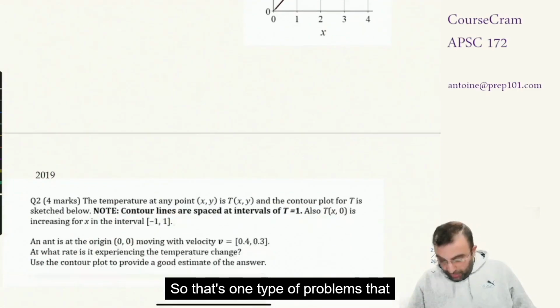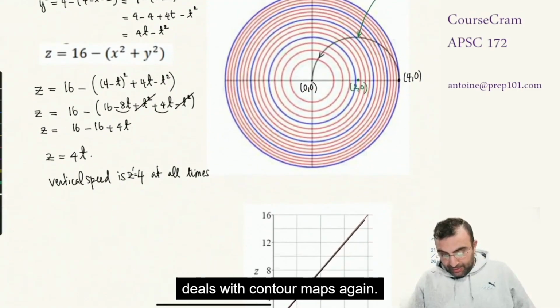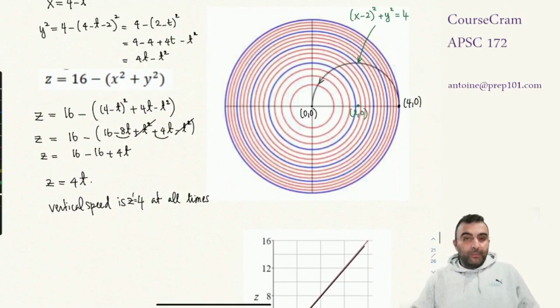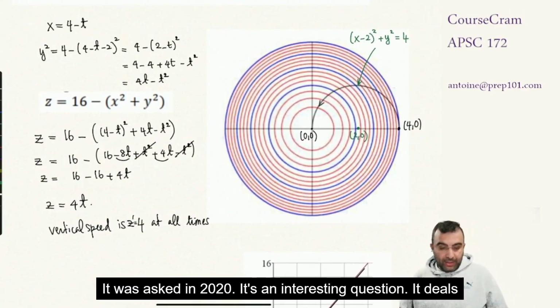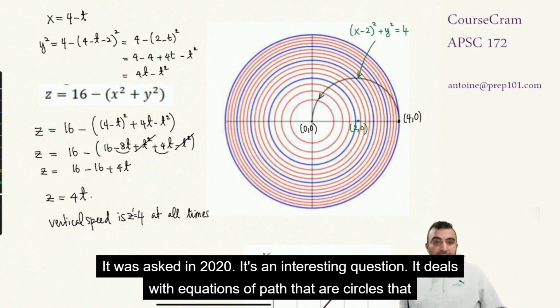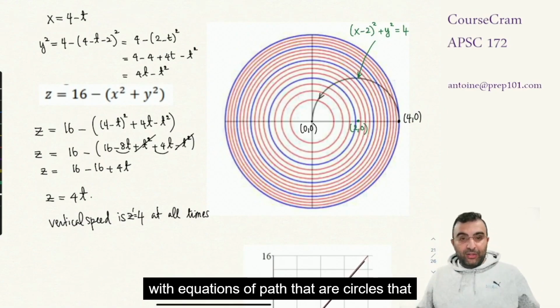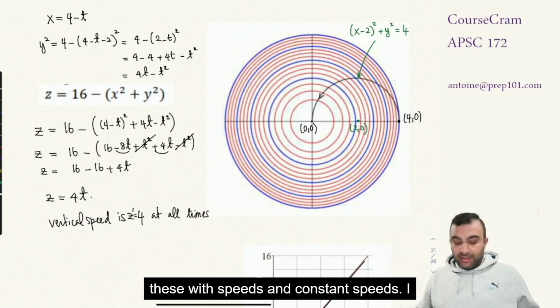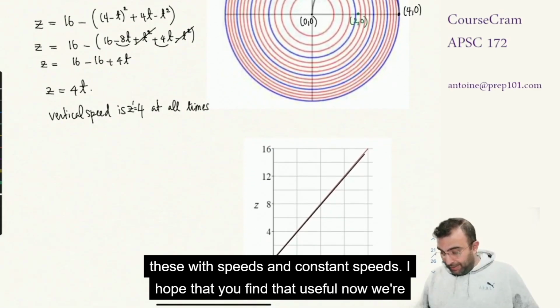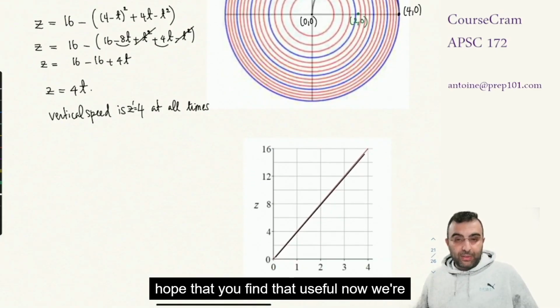So that's one type of problems that deals with contour maps. Again, it was asked in 2020. It's an interesting question. It deals with equations of path that are circles. It deals with speeds and constant speeds. I hope that you find that useful. Now we're going to solve another one.